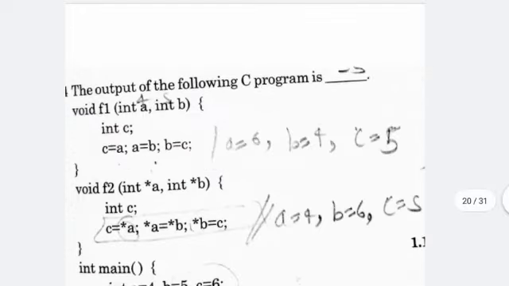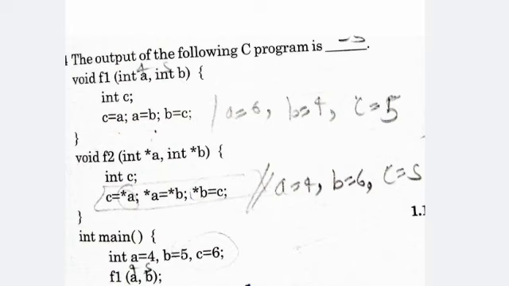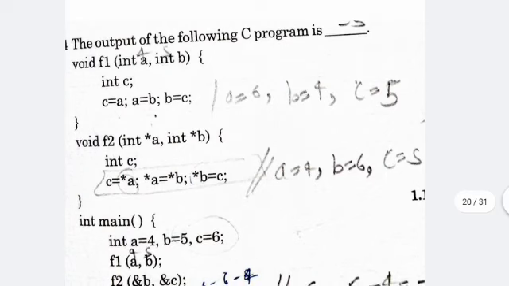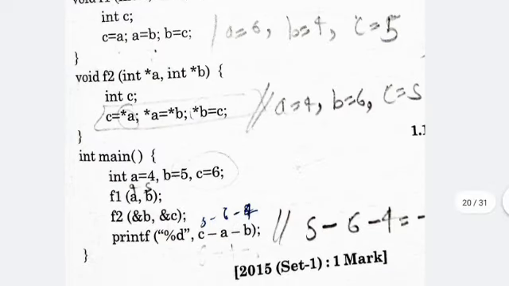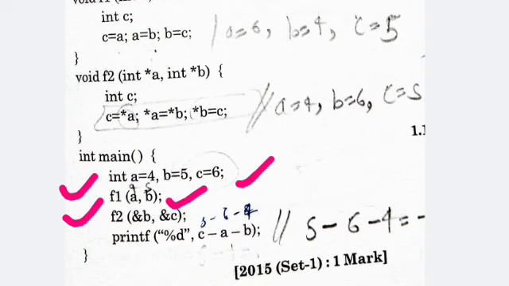Now come to the next question. The output of the following C program is dash. They are using two functions, function 1 and function 2, and the main function is represented like this: initialize the value of a equal to 4, b equal to 5 and c equal to 6. Now function 1 takes a comma b and function 2 takes the address of b and address of c. Then what is the output of the given program? So here c minus a minus b. So we conclude this expression.